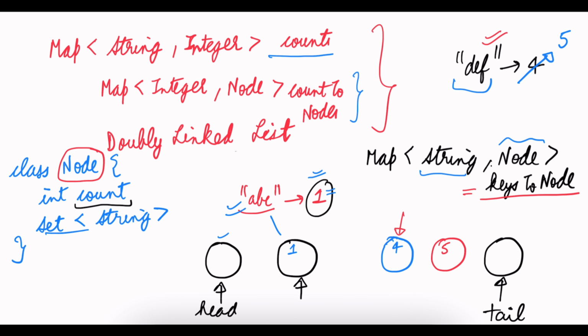And once we do that, we can remove this string DEF from the set in the node with count 4. And if after removing, the number of keys in this node becomes 0, we can also delete this node here. This way we can optimize our space usage and we can implement our functions in O(1) time. I hope this made sense, and it will make even more sense once we write the code for this problem. So let's dive into the code implementation.